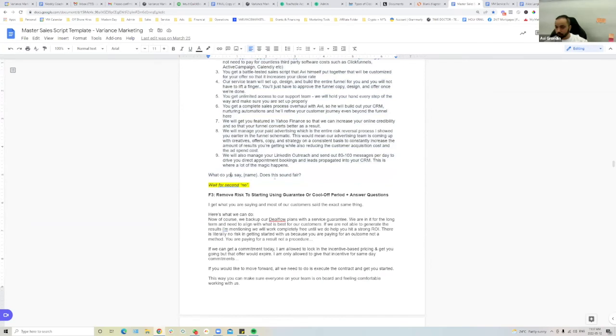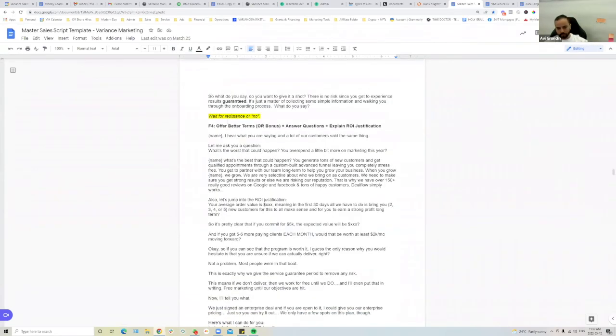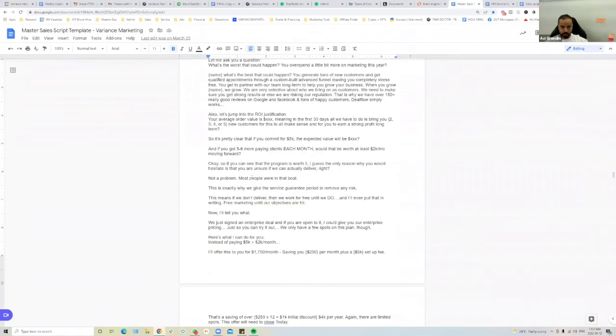Does this sound fair? And then if he says no again, you now need to remove the risk and offer a cool off period. So you say, I'm going to remove the risk, offer a service guarantee, and or wait for the second no. You offer better terms. Better terms would be like a 2-pay, 3-pay, maybe more enhanced terms. But really what you need to do on the third offer is explain the ROI justification. You need to say, okay, look, the expectation is $1 in equals $2 out, and same thing for you, Alice. You need to position your offer that way.